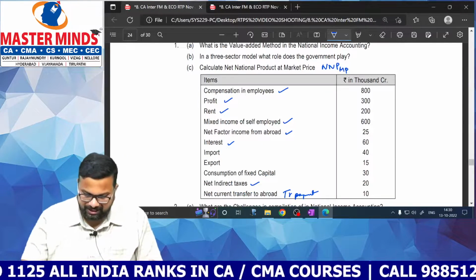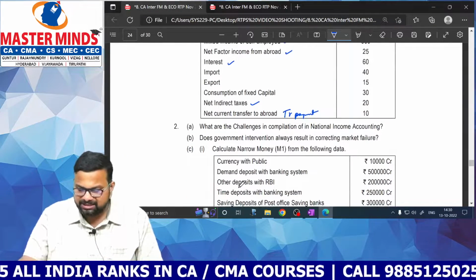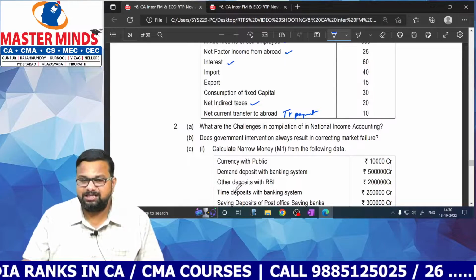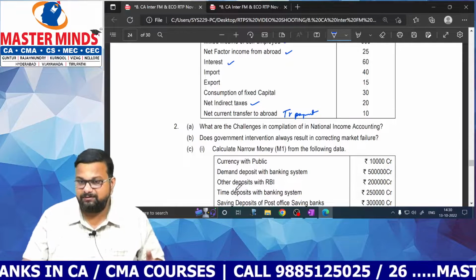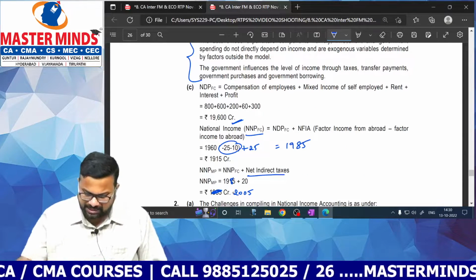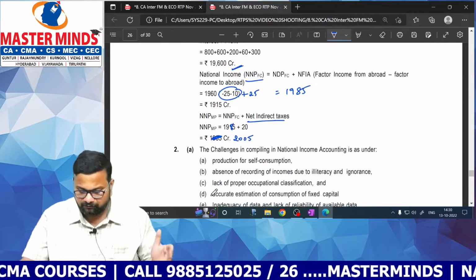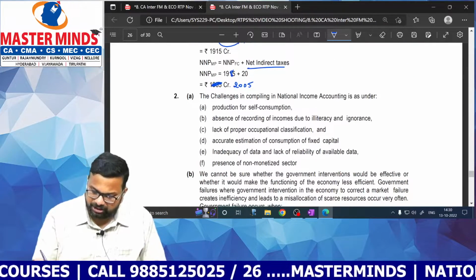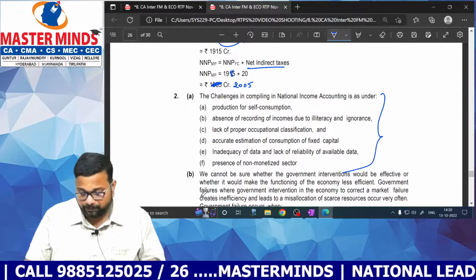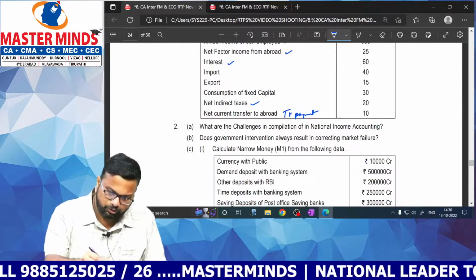Next, 2A. What are the challenges in compilation of national income accounting? What are the conceptual difficulties that we face while calculating national income? Only part of the question is asked, so we will answer only that part. The same thing is present in our material as it is. If you present the same thing, you will get full marks for that question.